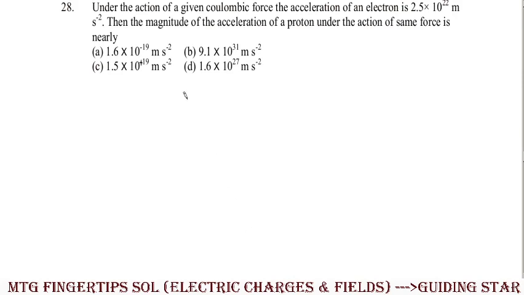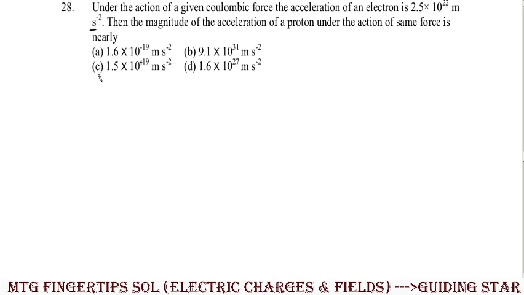Okay, question number 28. It says that under the action of a given Coulombic force, the acceleration of an electron is 2.5 into 10 to the 22 meter per second square. Then what is the magnitude of acceleration of a proton under the action of the same force?